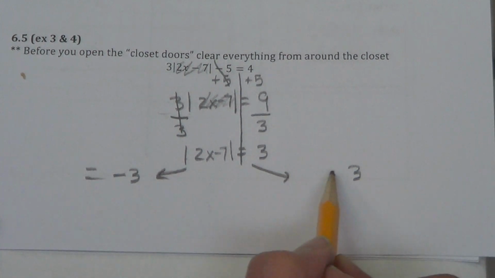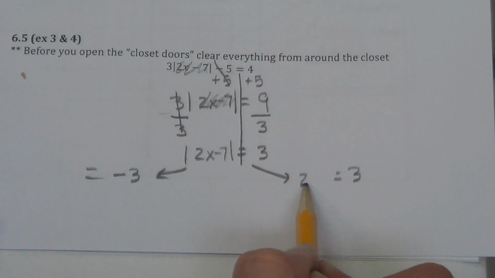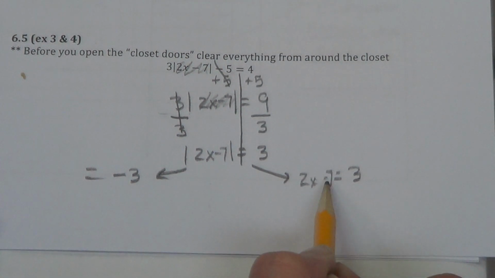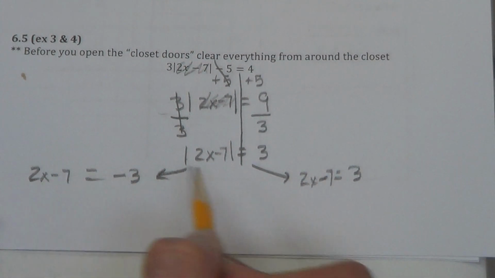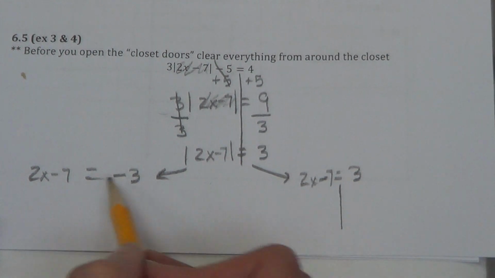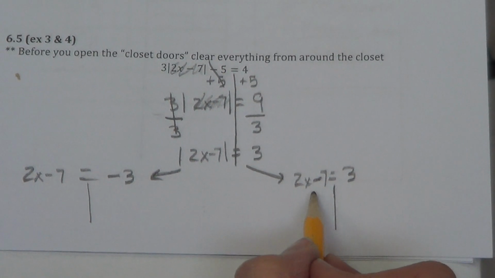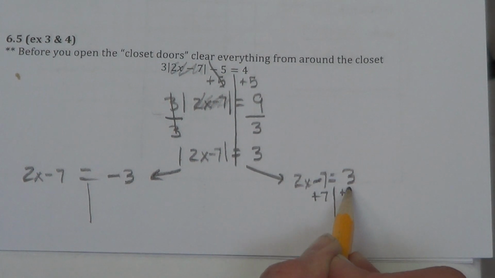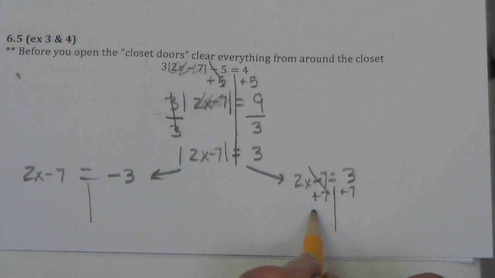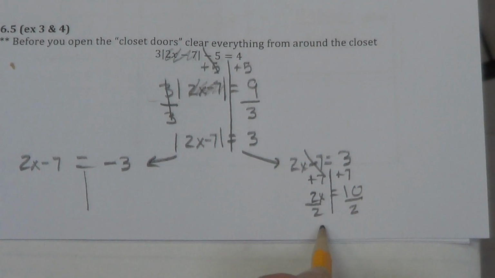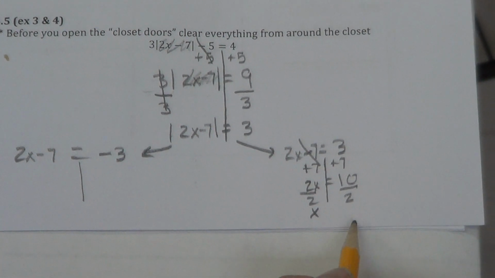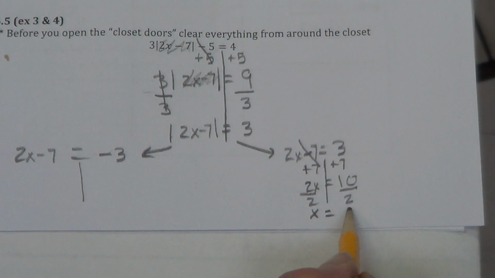Now we bring what's inside the closet doors, 2x minus 7 and 2x minus 7. Draw the line down, draw the line down. We add 7. To clear that 7 out, we get 2x equals 10. Divide by 2 on each side, and we get x equals 5.